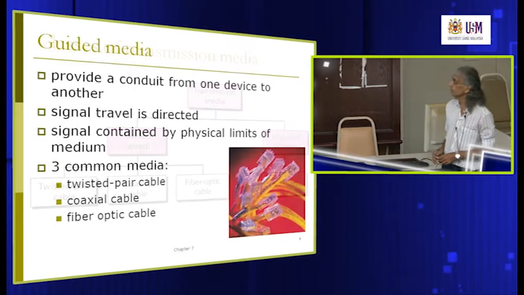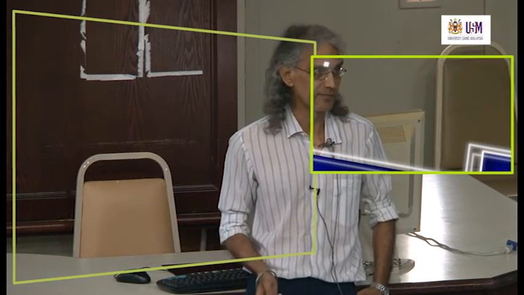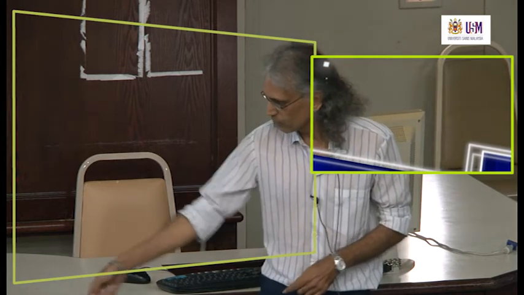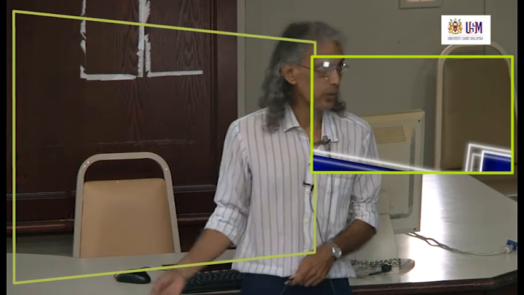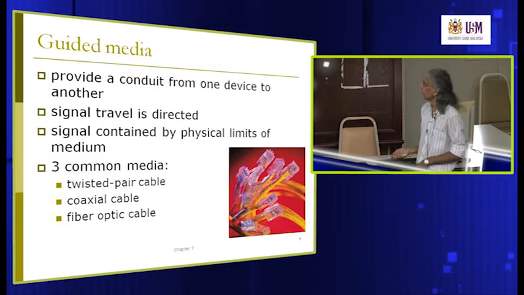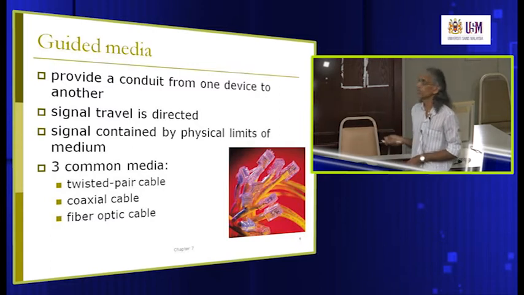Let's quickly go through what I mean by guided media. Guided media basically means that the transmission media guides the signals. It makes sure the signals travel within the media itself, not outside. For example, the cable at the bottom here is a network cable. This is a transmission media. The signal from this machine, when it goes to the server, goes inside that particular wire. So this is guided. The signal has to follow the cable itself. It cannot go outside. The signal is contained by the physical limits of the medium. And there are three common types of guided media.